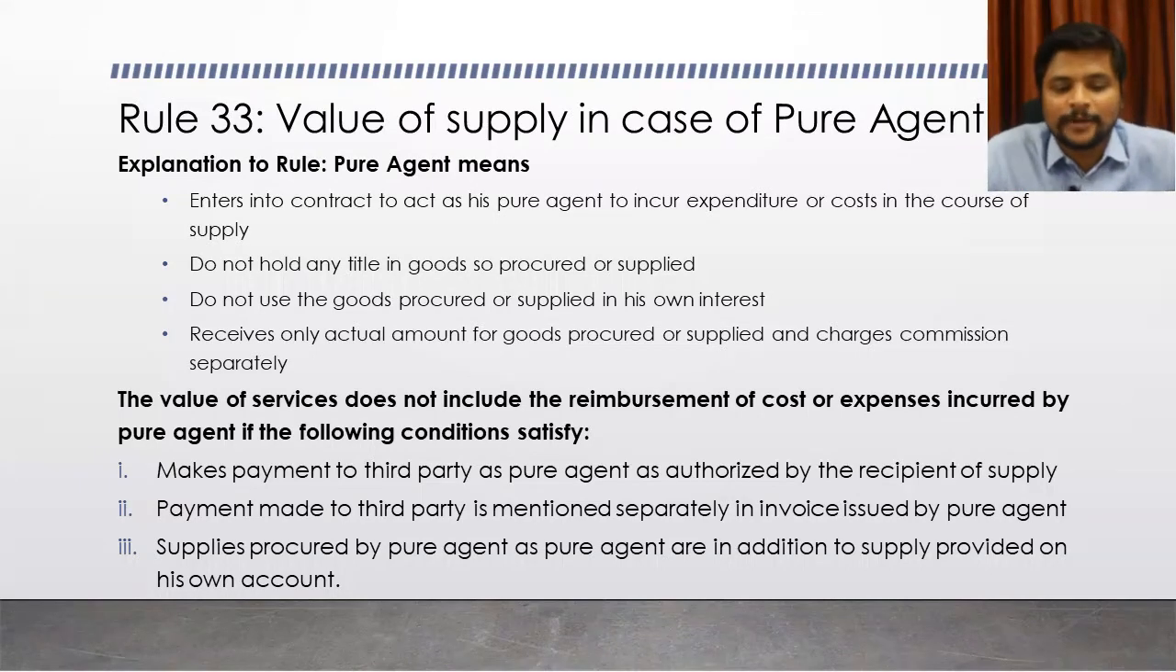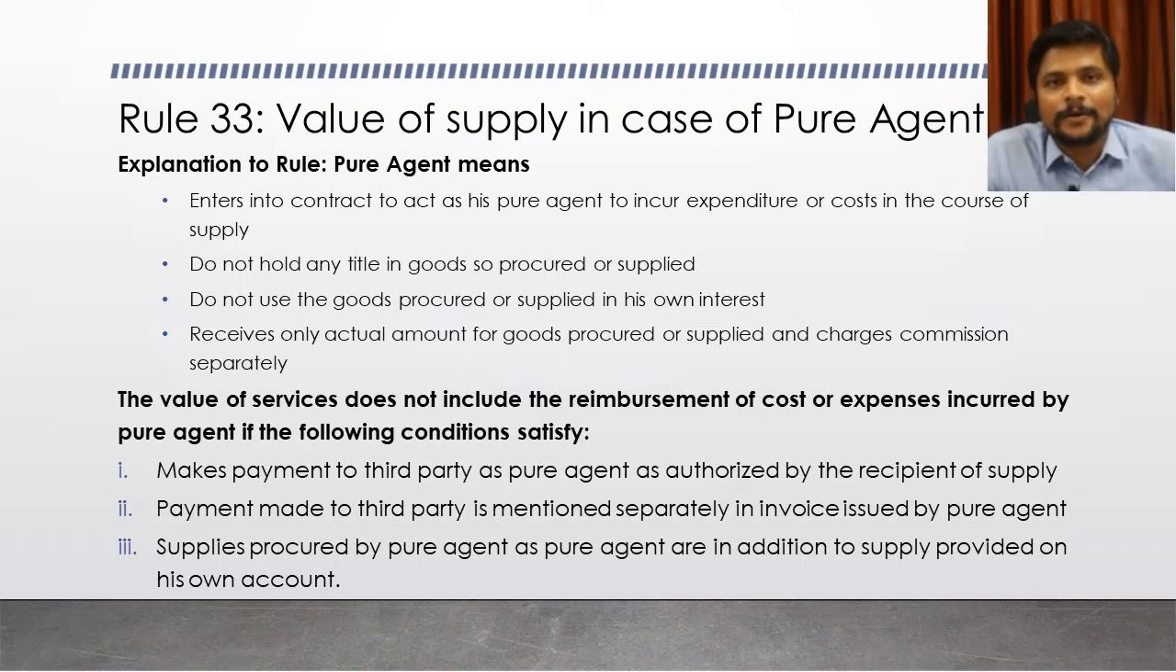Third, the supplies procured by the pure agent as pure agent are in addition to the supply provided on his own account. It means, as I told you, that he has purchased or supplied the goods apart from acting as a pure agent. This supply is over and above his own supply of services. So if these conditions are satisfied, then the value of that supply will not form part of the value of the supply provided by the pure agent. I will give an example.